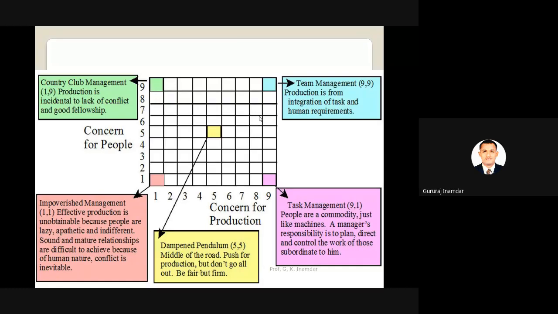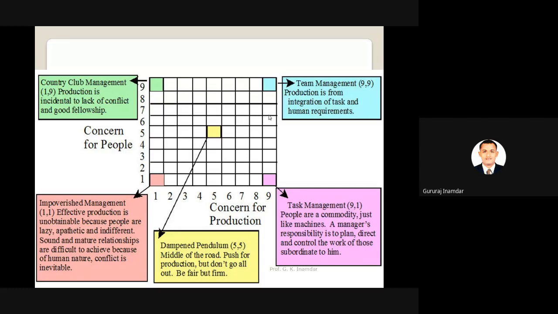So in management also, some points are very important. Okay, whenever you consider the free reign leadership type, the last type that we saw, that type is related to the club management. Is it right? Now the last one will be asked only in MCQ type. What is team management, task management, dampen pendulum? Generally for the MCQ type of examination it will be asked.